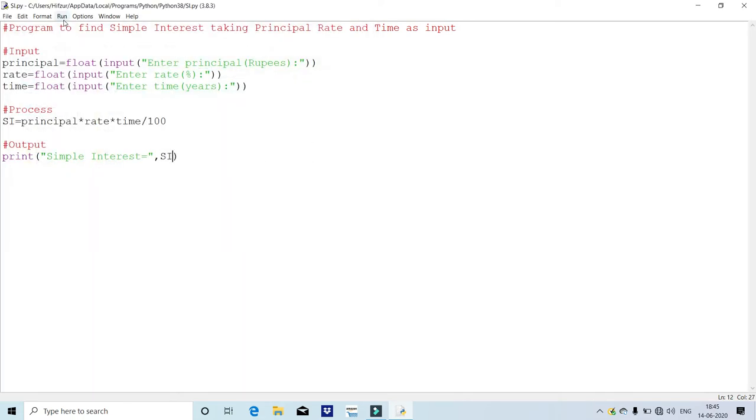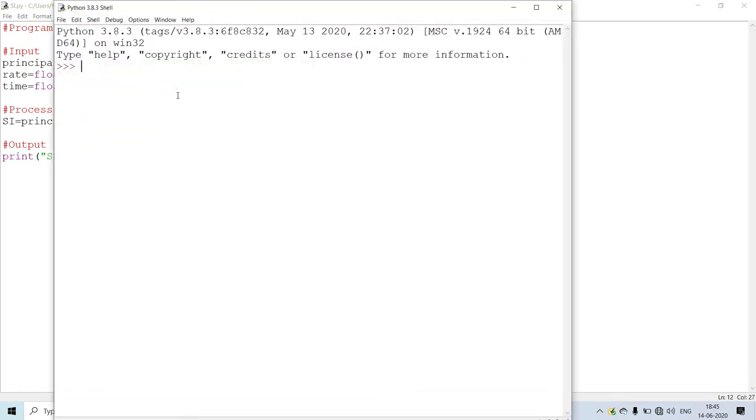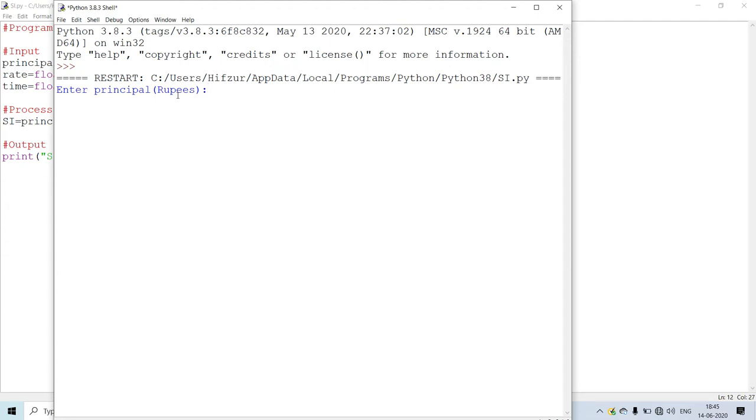Now running it, giving the amount of principal in rupees, let's say 1000, rate as 10% and time as 1 year. So the simple interest would be 100 rupees.